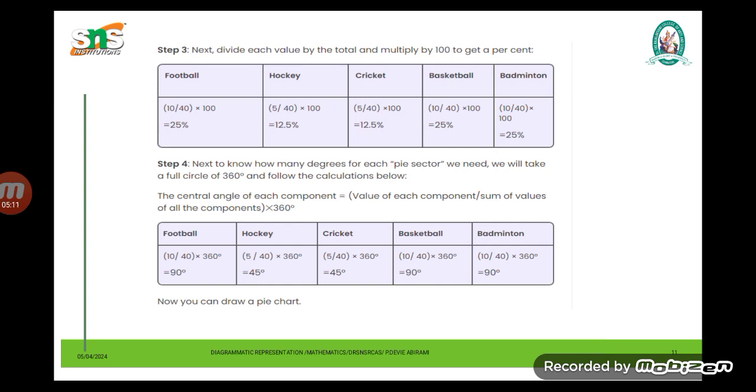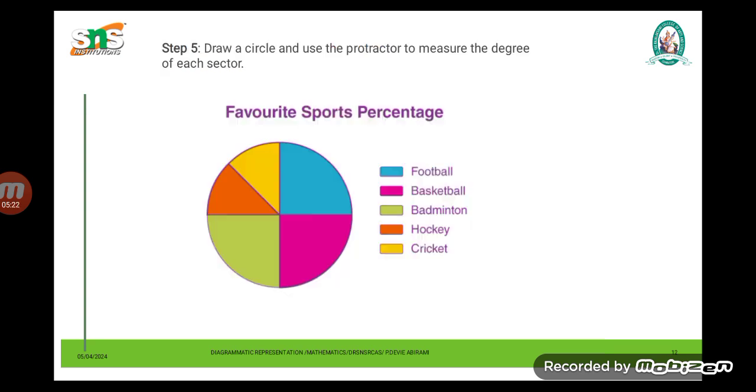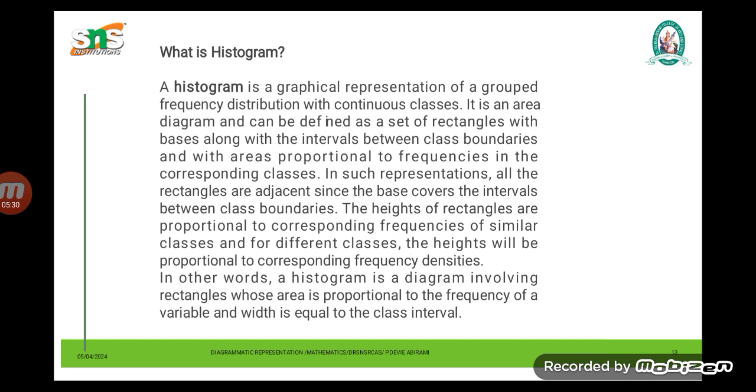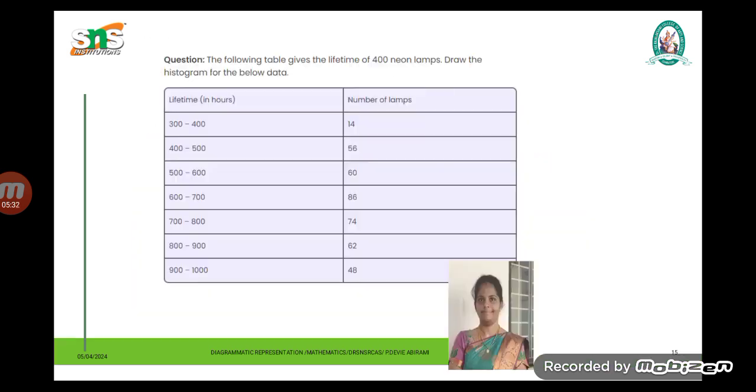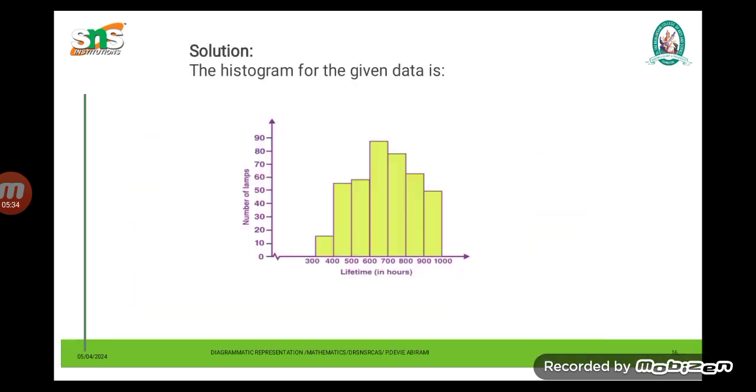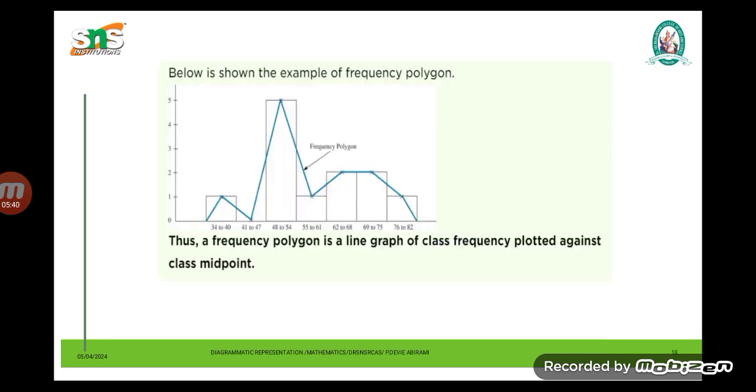Finally, I am going to multiply these values into my 360 degrees. I will get the degrees as 90 degrees, 45 degrees, again 45 degrees, and both 90 degrees. Those degrees are represented in a circle. This diagram is said to be a pie diagram. This can be drawn by using a protractor. Similarly, the histogram can be drawn for the lifetime of the number of lamps.